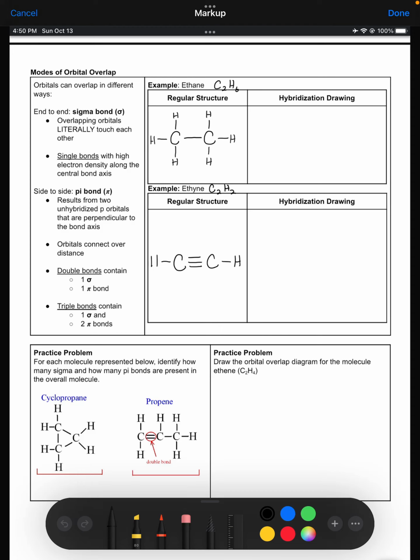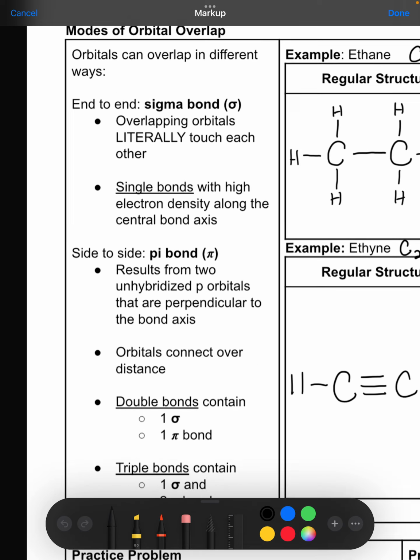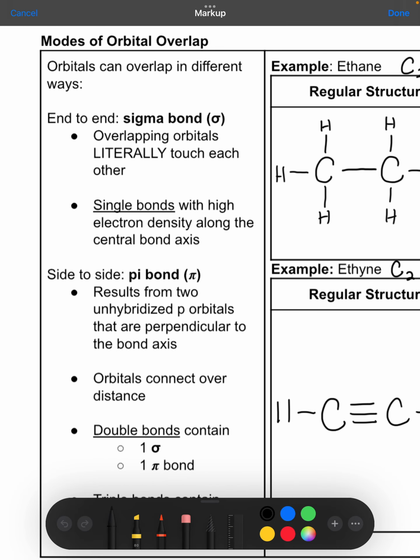Hello everyone, and now I'm going to talk about models of orbital overlap and sigma and pi bonds, as well as orbital overlap diagrams, also known as hybridization drawings. Okay, so first things first, let's just talk about the different models of how those orbitals interacting can be discussed.